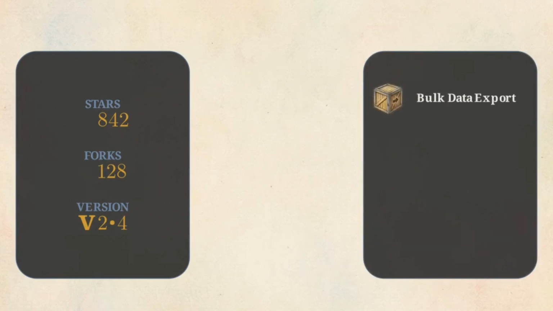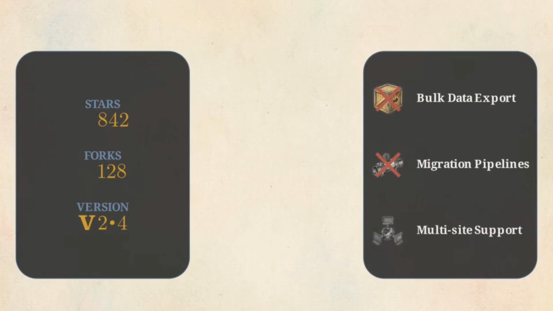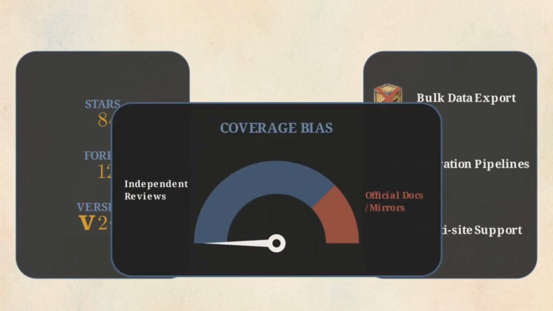This dashboard tracks current maturity metrics, early version numbering, an erratic release cadence, and a concentrated cluster of stars and forks. The gauge chart visualizes severe coverage bias. Most available data comes directly from official documentation or mirrors. Independent third-party consensus does not currently exist.